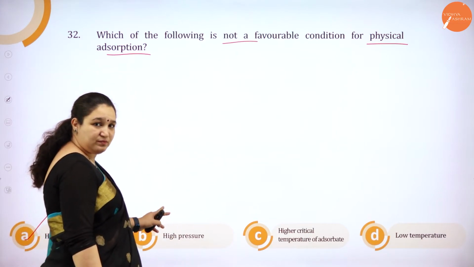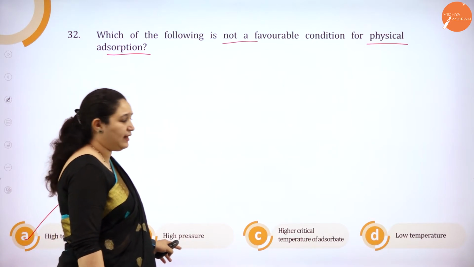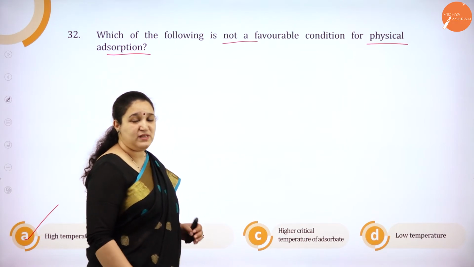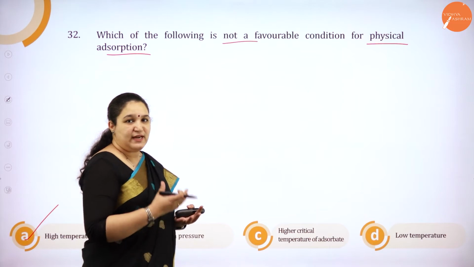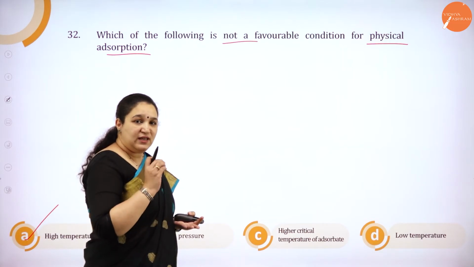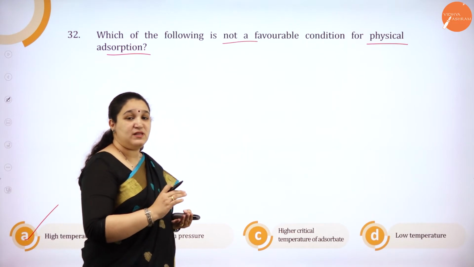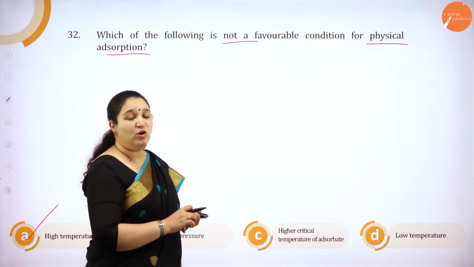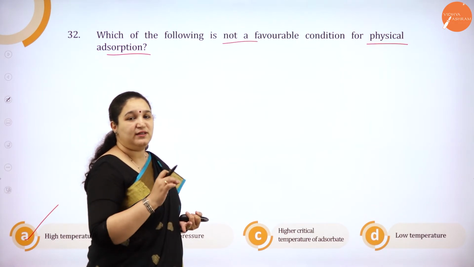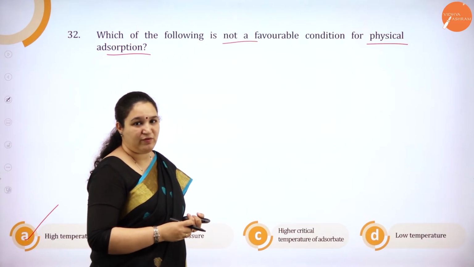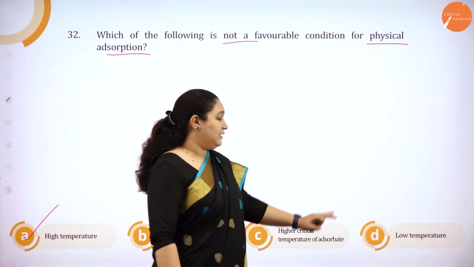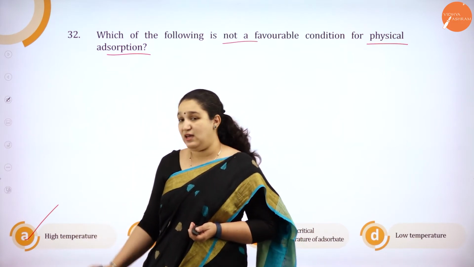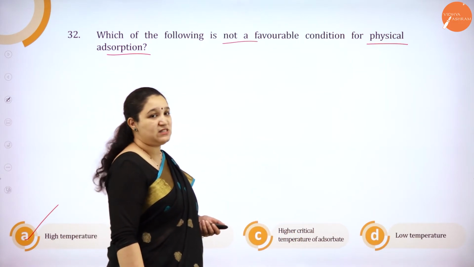High pressure, of course, is a favorable condition, more adsorption can happen. Higher critical temperature of adsorbate. What is this? When a gas is getting adsorbed on the solid surface and the gas has a higher critical temperature, that means the amount of adsorption is also more. Higher the critical temperature, more adsorption. What is critical temperature? The temperature above which the gas cannot be liquefied. So you have to remember this as well. And low temperature is actually favorable. So these three options are the correct ones, and option A is not favorable. That is what they have asked in this question.